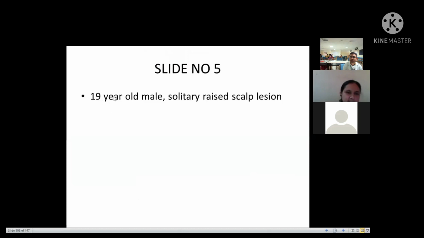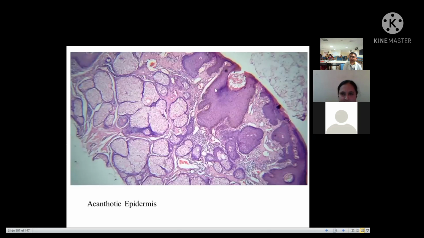So the history given here is a 19-year-old male with a solitary raised scalp lesion. So this is a puberty age lesion, and what we can see here are the epidermal changes, which are very characteristic. There is acanthosis of the epidermis, and we see a lot of sebaceous glands. In a few areas there is papillomatosis and hyperkeratosis, and there is infundibular dilatation.